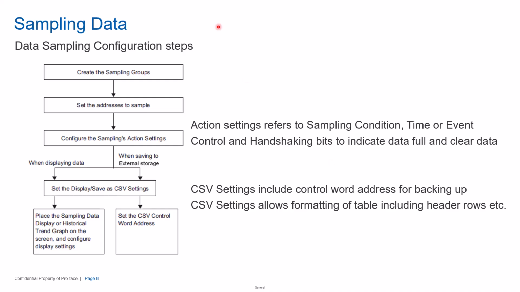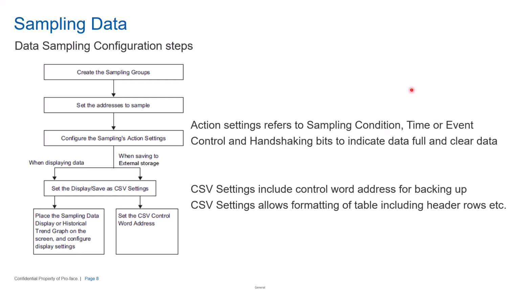Okay. So again, this is the configuration steps that we'll use when we go into our GP Pro EX environment. The first step is we create our sampling groups. We set the addresses / memory addresses to sample. And then we are talking about configuring the sampling action settings. And when we're talking about action settings, we're referring to the sampling conditions.